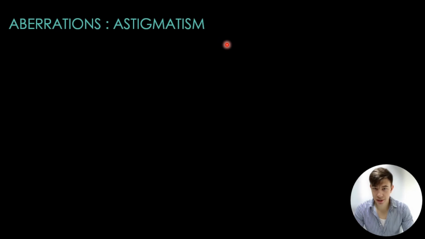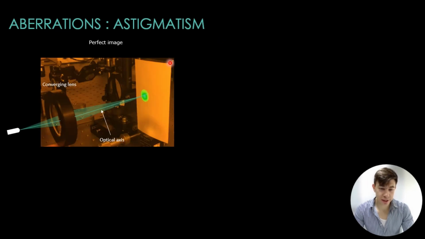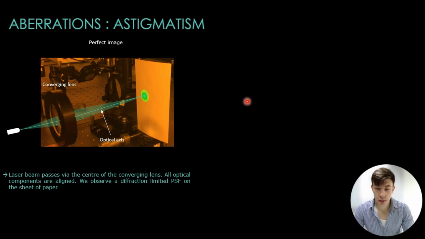Let's see astigmatism in action. Once again, we have our perfectly aligned optical system comprised of a laser and a converging lens, and we see that the optical system is aligned according to the optical axis. We see that the optical system and laser produce a single point focus, this Airy spot.